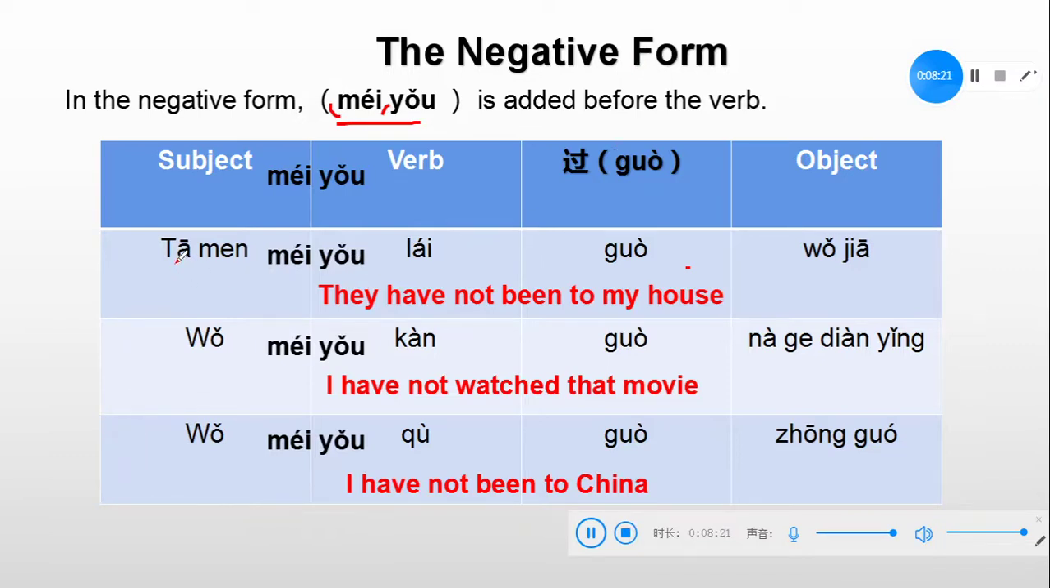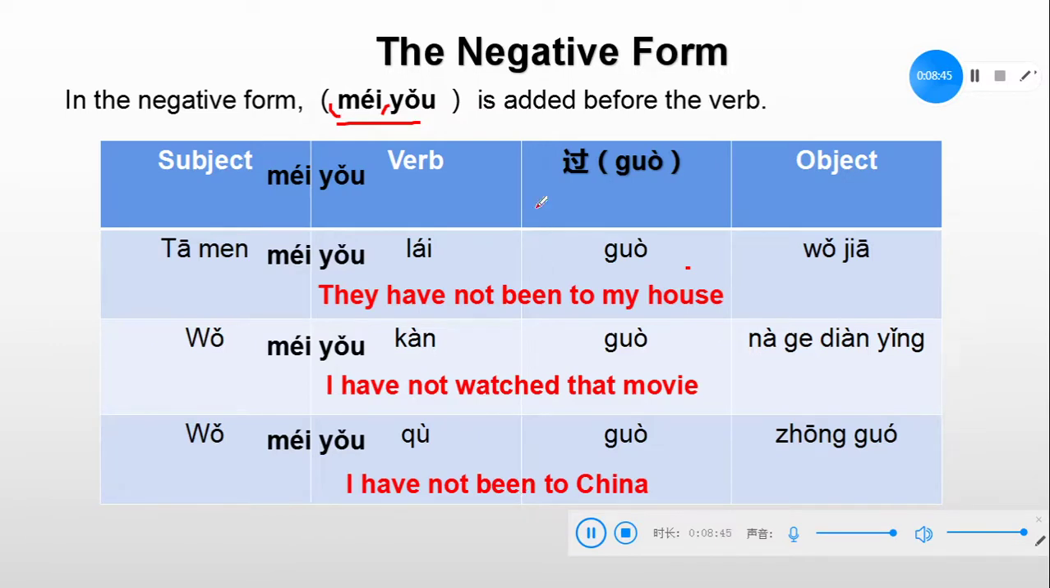跟我读。他们没有来过我家，意思是 they have not been to my house. 第二个，我没有看过那个电影。I haven't watched the movie. 第三个，我没有去过中国。I haven't been to China.